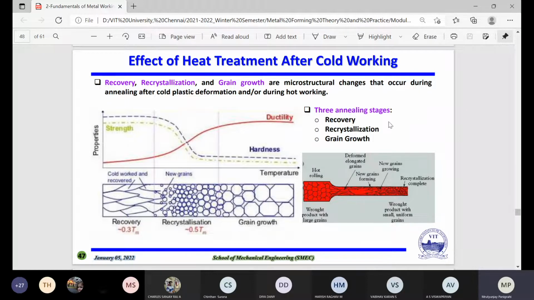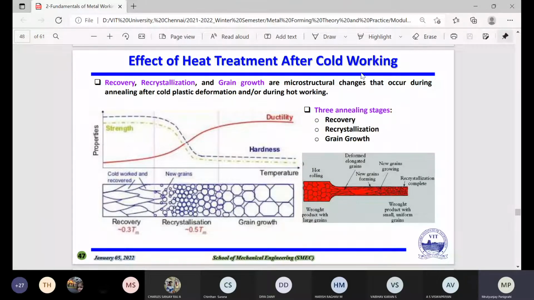So here we have three annealing stages. One is recovery, the second is recrystallization, and the third is grain growth. Somebody may ask why we want to go for recovery, recrystallization or grain growth. Whenever you are doing something, there should be some logic. For example, we have a lot of techniques, but you should not think that one technique is totally wrong or bad. Probably we find some deficiency or limitation there, so to overcome that we go for another process. So here also: recovery, recrystallization, and grain growth.